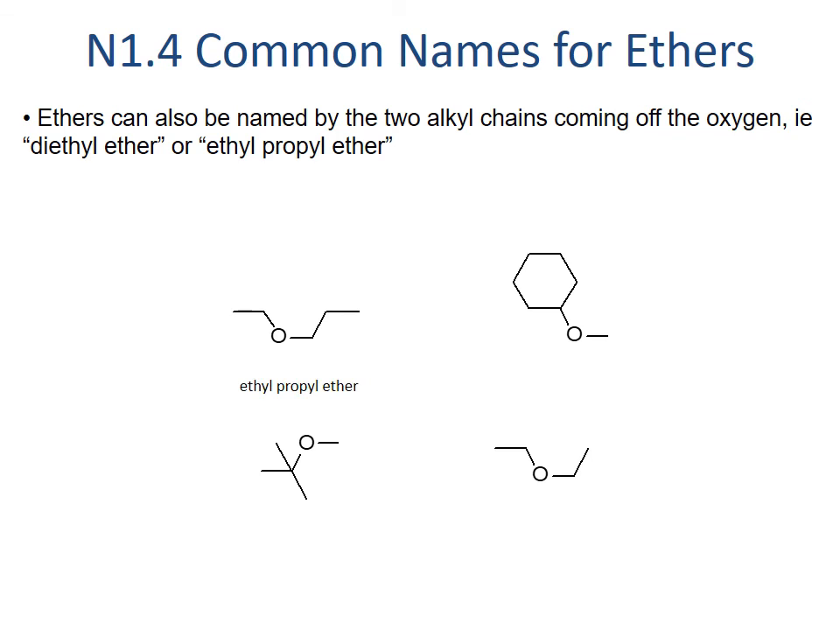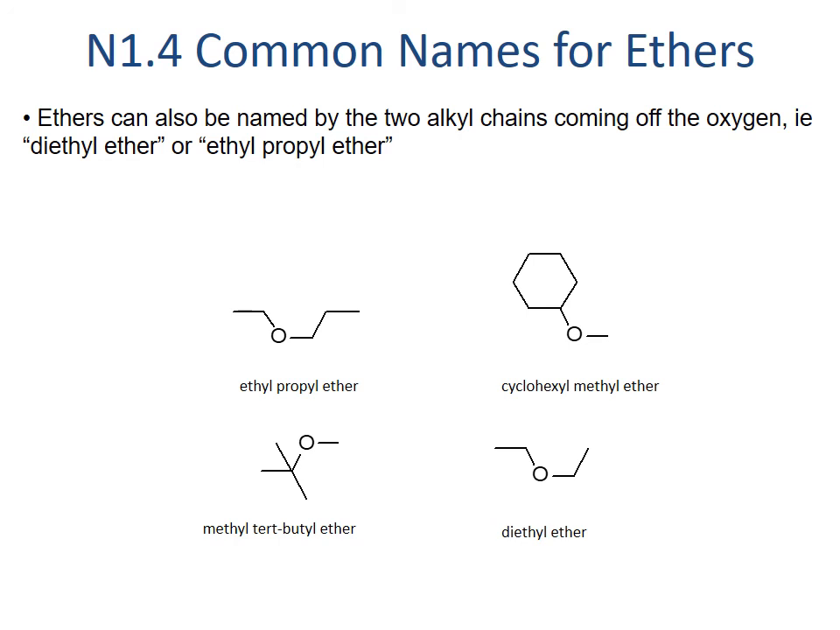So the first molecule we have would be an ethyl propyl ether, ethyl for the chain on the left, propyl for the chain on the right. The next one would be a cyclohexyl methyl ether, and a tert-butyl methyl ether, or methyl tert-butyl ether alphabetically, and then the last one would be a diethyl ether.